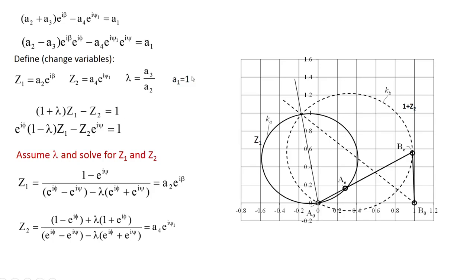We let A1 equal 1. And then A2 e to the I beta is Z1, and A3 e to the I beta is Z1 lambda. The second equation is 1 minus lambda Z1, times e to the I phi, minus Z2 e to the I psi, equal to unity. These are the loop equations in the extended and folded dead center positions. If we assume lambda, these two equations constitute two complex equations in two complex unknowns, and linear. That's the beauty.